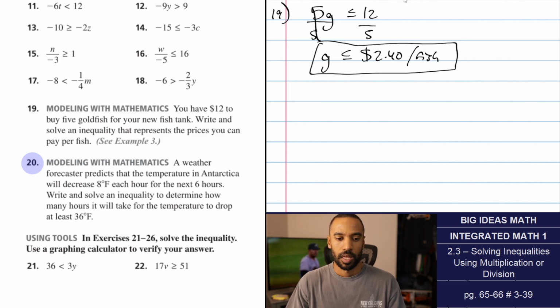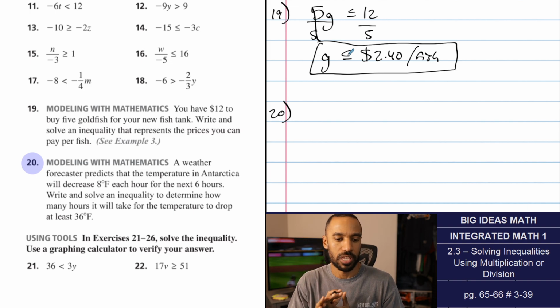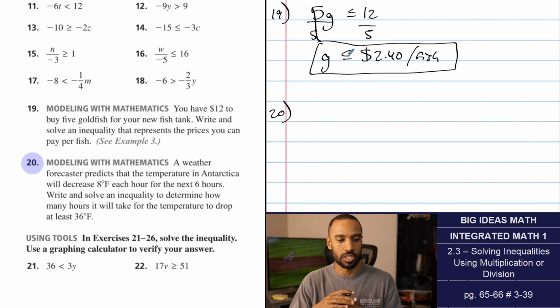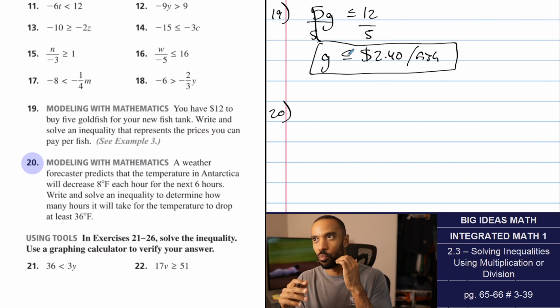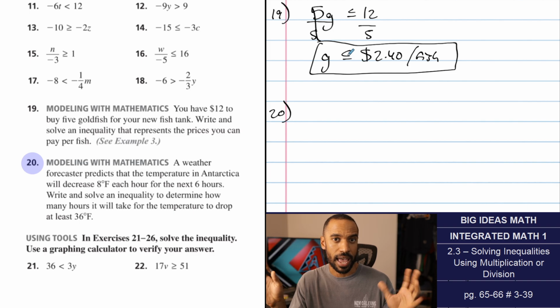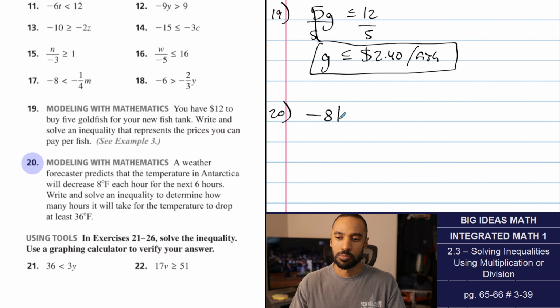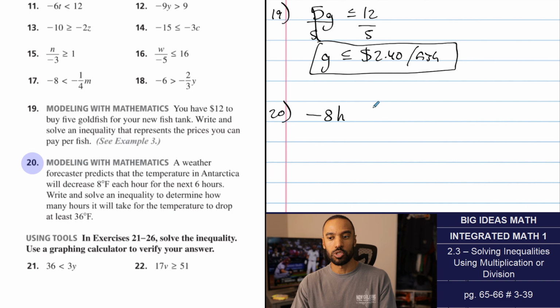Number 20. A weather forecaster predicts the temperature in Antarctica will decrease 8 degrees Fahrenheit each hour for the next 6 hours. Write and solve an inequality to determine how many hours it'll take for the temperature to drop at least 36 degrees Fahrenheit. So it's not saying that it was 0 degrees or whatever, but just from wherever we're at, doesn't matter. And we don't need to put an X or anything. Just wherever we're at, we're dropping 8 degrees per hour times this number of hours for it to drop at least 36 degrees Fahrenheit, which means this or more.